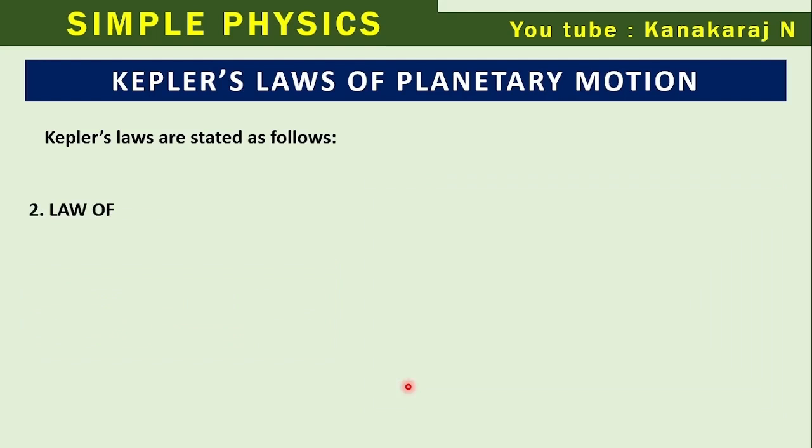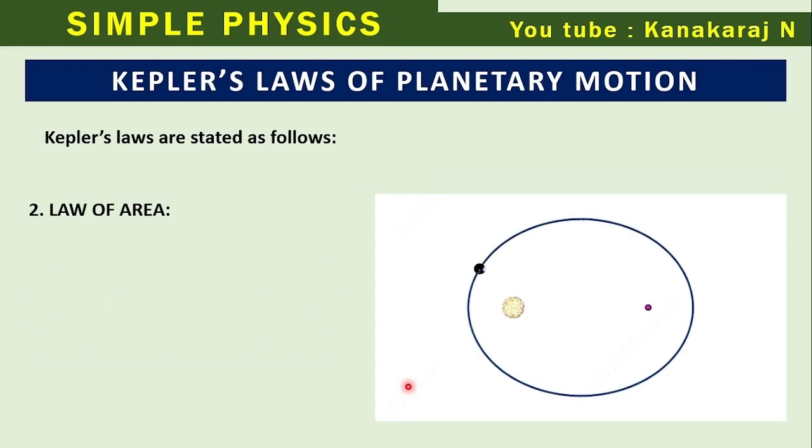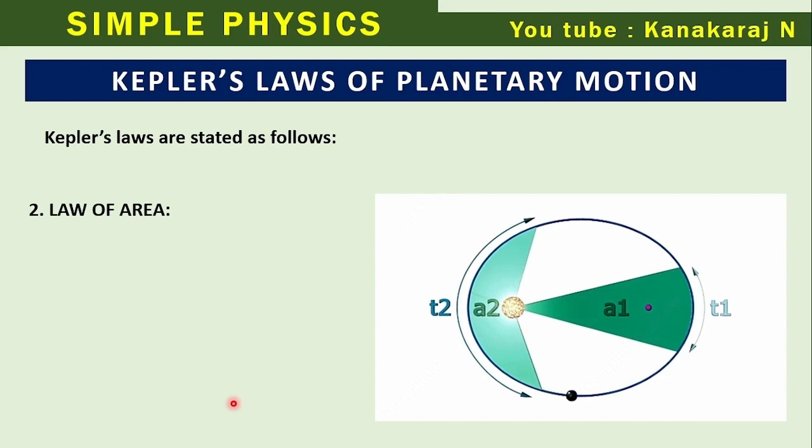Let us learn the second law, the law of area. Let us see an animation. This is the planet, which goes around the Sun in an elliptical orbit. At a given time T1, it covers an area A1. At the same time T2 equals T1, it covers another area A2 which is equal to A1. T1 equals T2 and A1 equals A2.